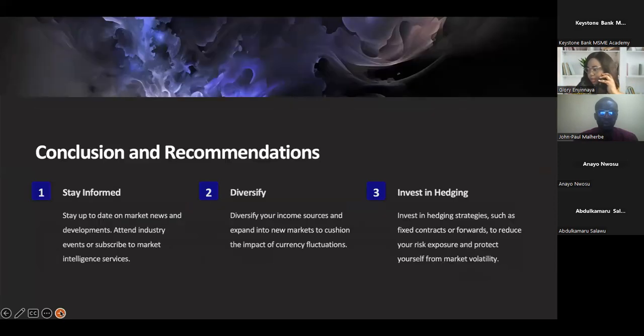So number one, stay informed. Number two, diversify. Number three, invest in hedging. Stay up to date on market news and developments. Don't wait to be the last person to know what's happening. If there's an announcement, be aware. Subscribe to magazines, read newspapers, follow the news, be attentive to what's going on in the environment.